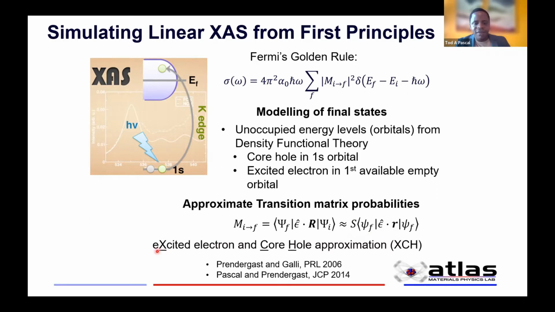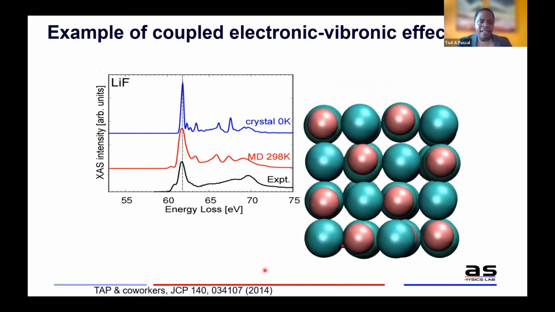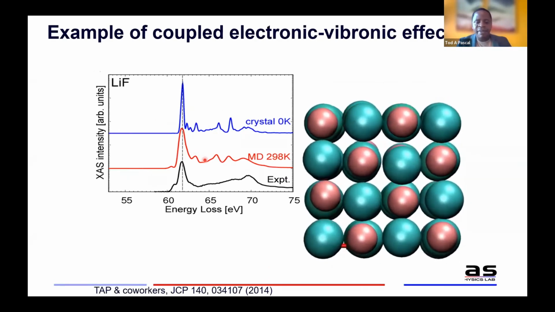So there are various different ways of treating these final states. We adopt the approach of Prendergast at Berkeley, where the final state is the excited electron is placed in the lowest unoccupied molecular orbital, or in the smallest conduction band state, and this is the so-called excited electron and core hole approximation. So we've used this now over the years to look at a variety of things. I'll skip the previous slide and I'll come back to it.